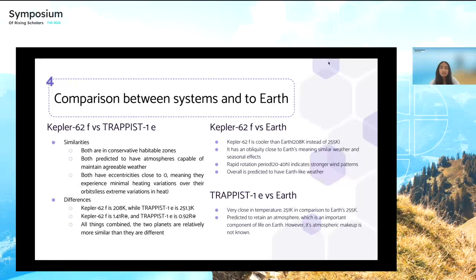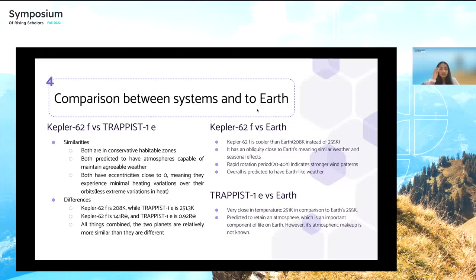Finally, a comparison between systems and to Earth. Kepler-62f and TRAPPIST-1e were the most likely habitable planets in their solar systems. Both are in conservative habitable zones, which means the zone in which liquid water is most likely to exist. Both have agreeable atmospheres that would maintain good weather, and both have eccentricities close to zero, meaning they experience minimal heating variations over their orbits, less extreme variations in temperature.